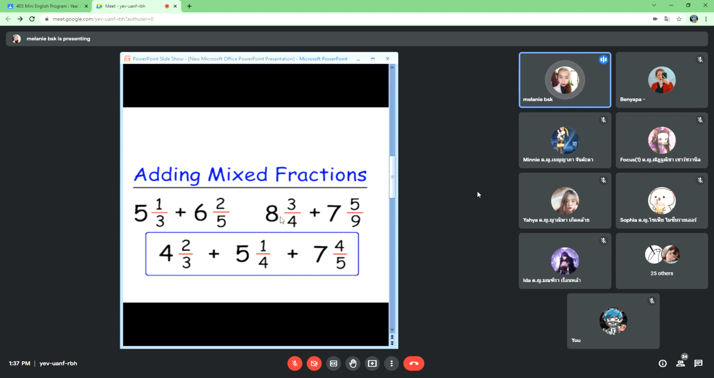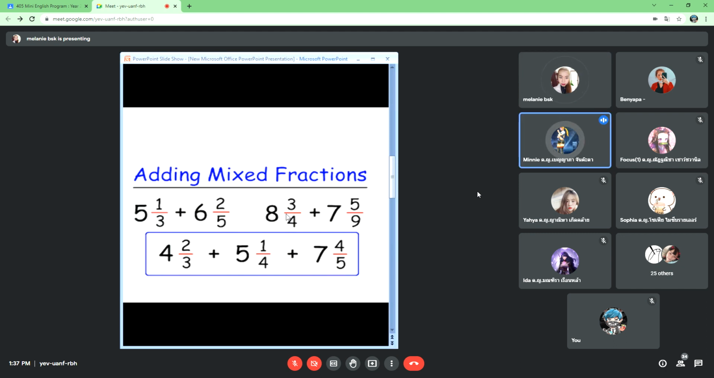Okay, next we're going to have mixed fraction. When we say mixed fraction, it is a combination of a whole number and a proper fraction. So 5 and 1/3, 6 and 2/5. You have whole number 8 and 3/4 is a proper fraction. So 8 and 3/4, 7 and 5/9, 4 and 2/3, 5 and 1/4, 7 and 4/5. They are examples of mixed fractions. Do you understand, Minnie? Yes or no?